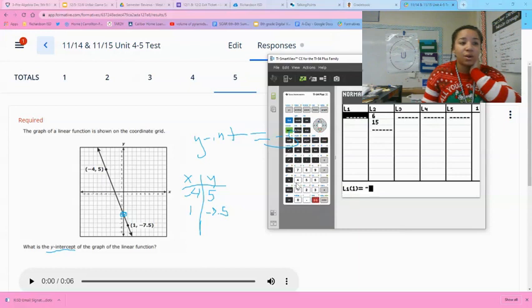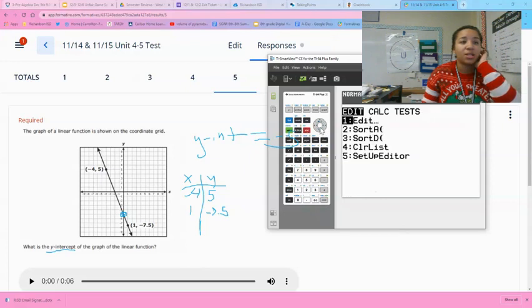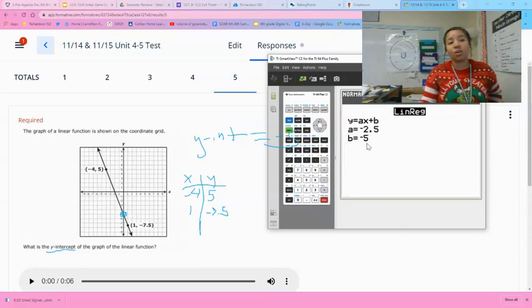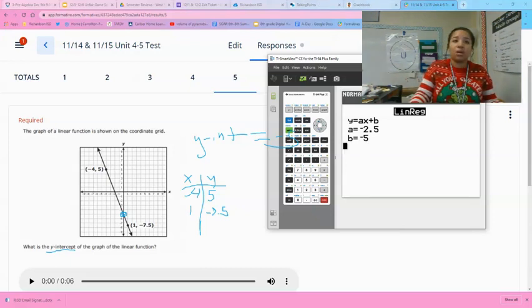And you're going to have -4, enter, 1, enter. Then you're going to go across, you're going to go up, 5, enter, and then you're going to do -7.5, enter. Then you're going to press stat, calc, 4, enter, enter, enter, enter. And then you also see that your y-intercept, which is your b, is also -5. So sometimes it just depends. Doesn't matter which way you choose, just as long as you get the right answer.